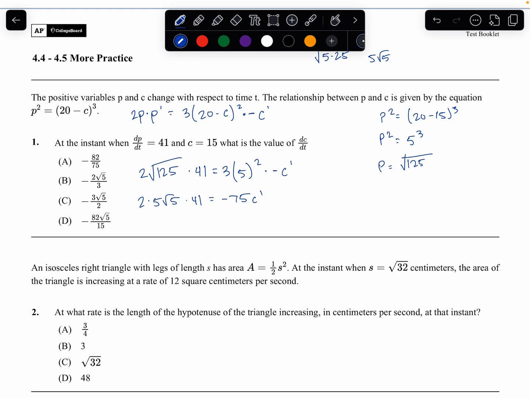Okay, and then let's simplify this right here. We have 41 times, so this, what in the world are these numbers? So we have 41 times 10, so that's going to be 410 square root of 5 equal to negative 75 c prime. So c prime is going to be equal to 410 square root of 5 over negative 75.